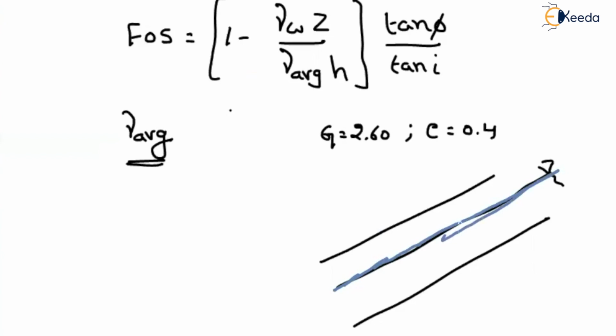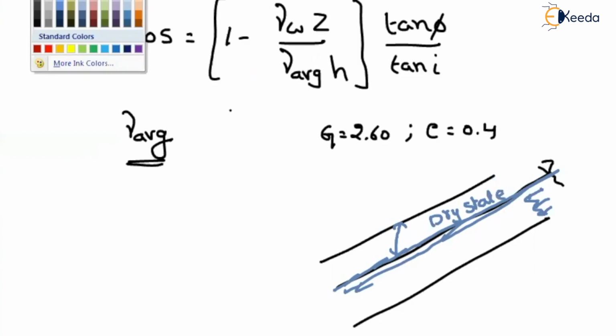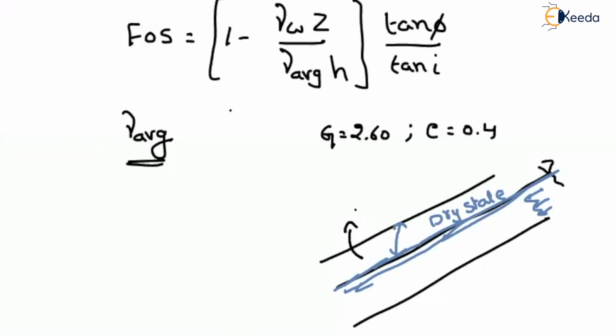Up to this point, seepage is occurring in the soil in the downward direction. So from here to here, in which state is the soil? It is in the dry state. That means which value do we have to use? In this state, we have to use the dry weight density.